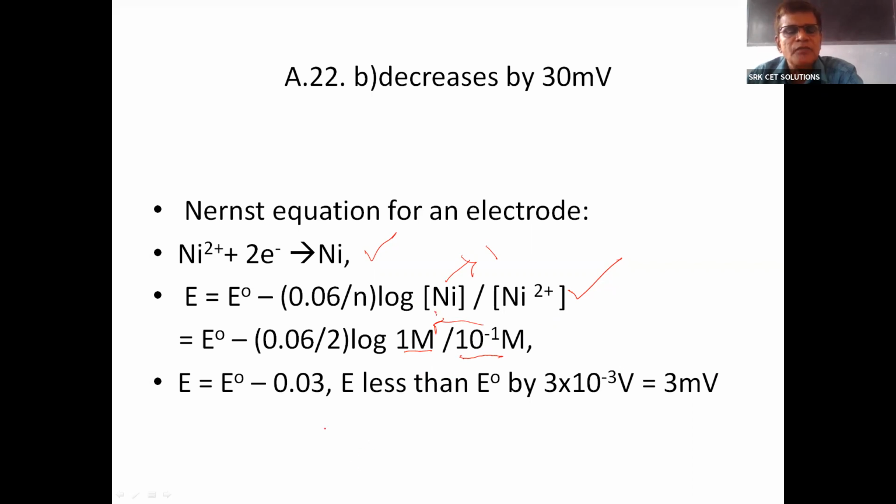So it is log 10, which is 1. So the value we have to use here is 0.06. Instead of 0.059, I am writing the rough value 0.06. You are allowed to use this value 0.06 in this Nernst equation. So that comes E less than E naught by 3 into 10 to the minus 3 volts. That is 3 millivolts.